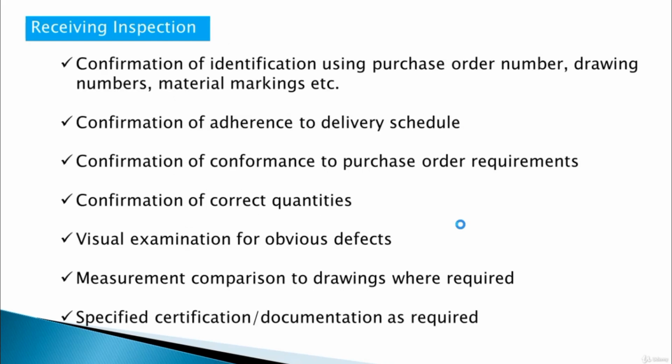Now, the receiving personnel must identify and inspect the items, goods, and of course materials, and match them against the delivery notes by the confirmation of identification using purchase order number, drawing numbers, material markings, etc. And the confirmation of adherence to delivery schedule, the confirmation of conformance to purchase order requirements, the confirmation of correct quantities, the visual examination for obvious defects of course, the products, the measurement, comparison to drawings where required. We've got drawings, there could be comparison to drawings, and specify certification or documentation as required.